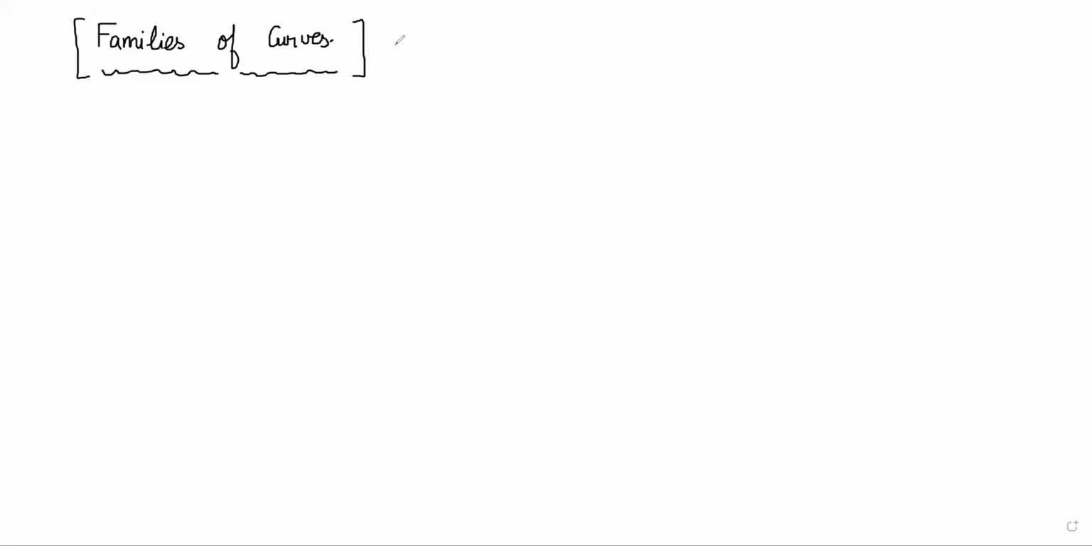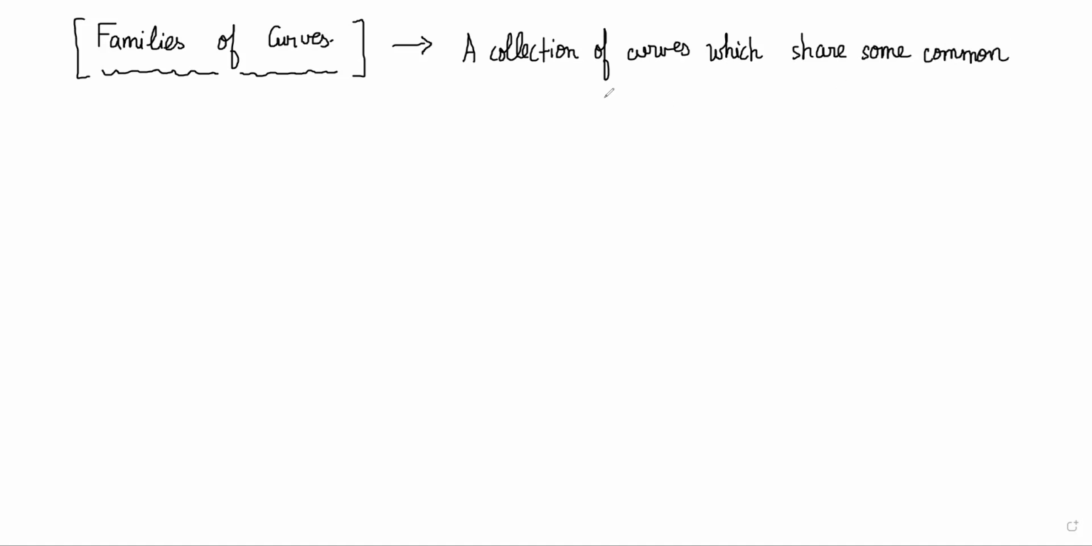So first of all, we start with the definition. What is a family of curves? It's a collection of curves which share some common properties. We start off with family of straight lines and we look at how we proceed from there. So the first topic here is family of straight lines.